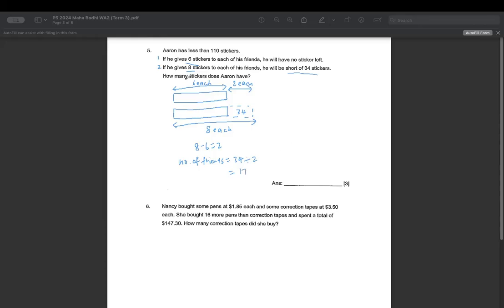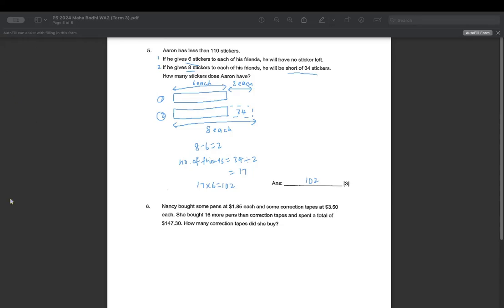So once we go back, he says how many stickers does Aaron have, right? You can either choose scenario 1 or scenario 2. But in this case, scenario 1 is easier because it's just 17 friends, each friend having 6 stickers. So I'll just take 17 times 6. We will get the answer 102 stickers. Okay?